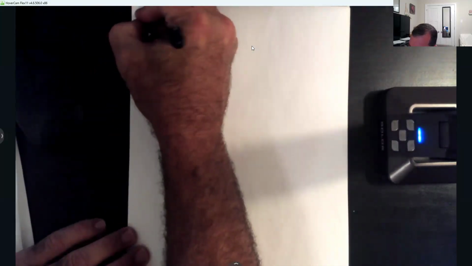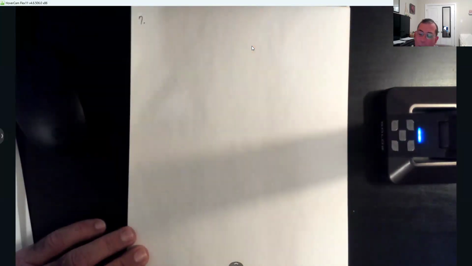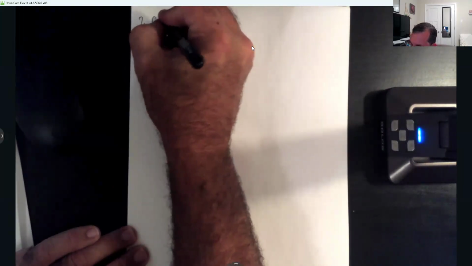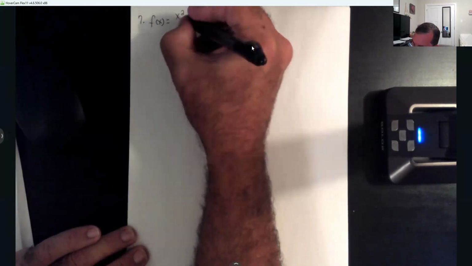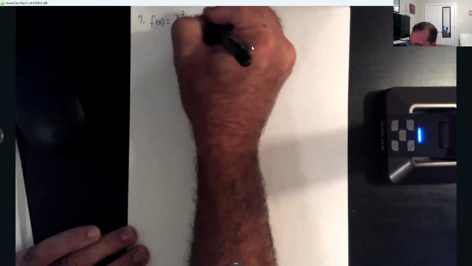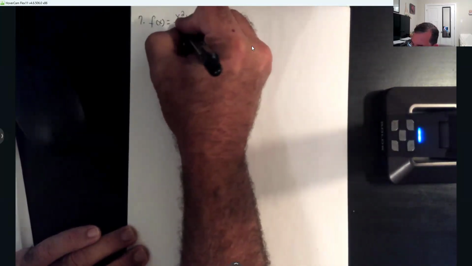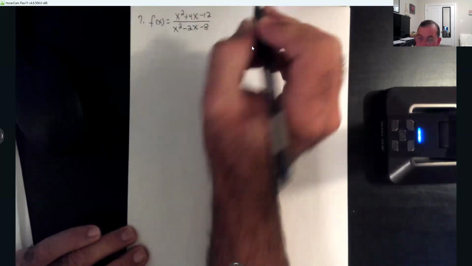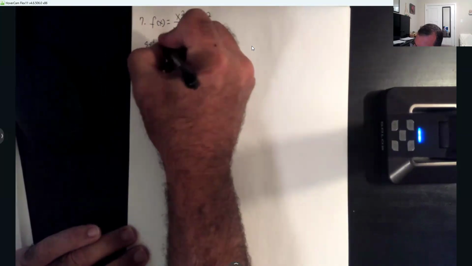All right, what is this, number 7? All right, so let's see. So 2 more verticals and then we'll get into what we call horizontal. So this one has x squared plus 4x minus 12 over x squared minus 2x minus 8. And once again, we're only concerned with that denominator. So I'm going to set the bottom equal to 0.